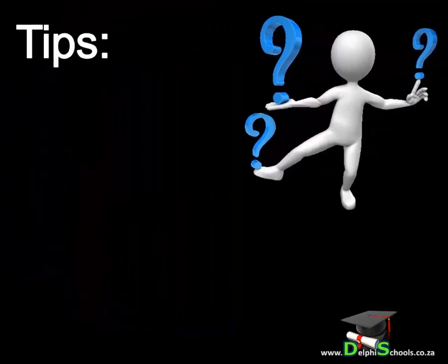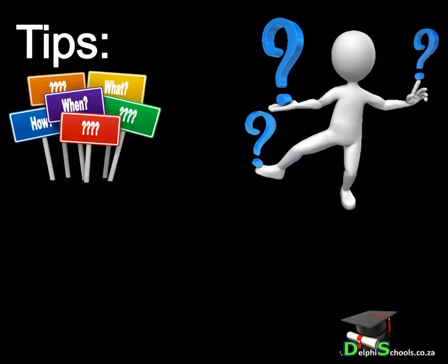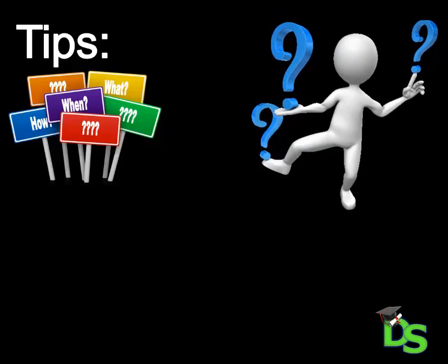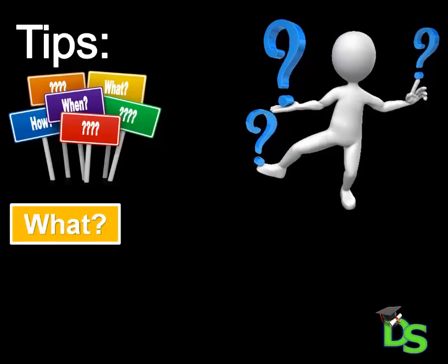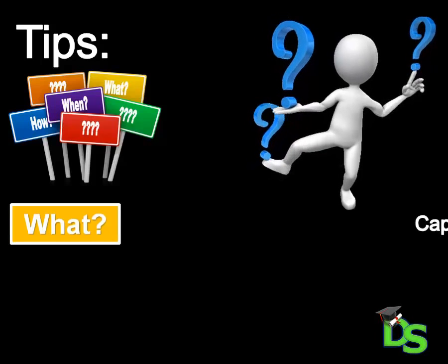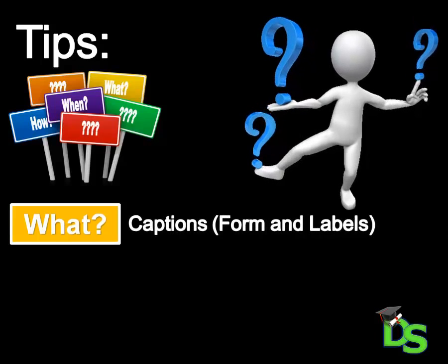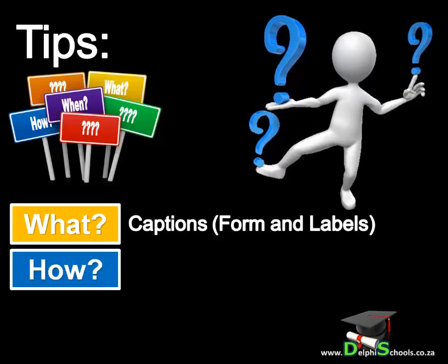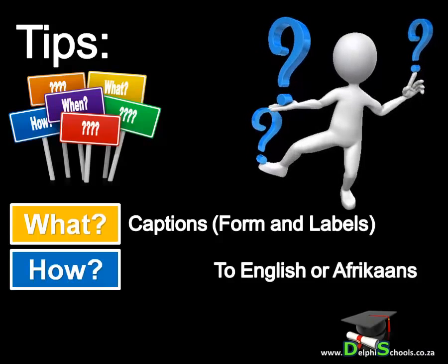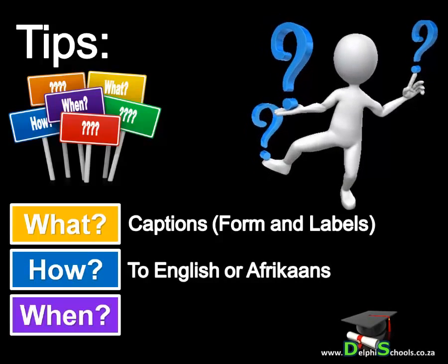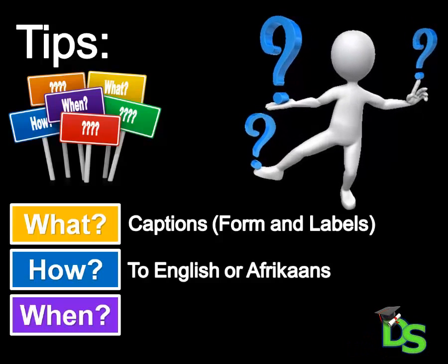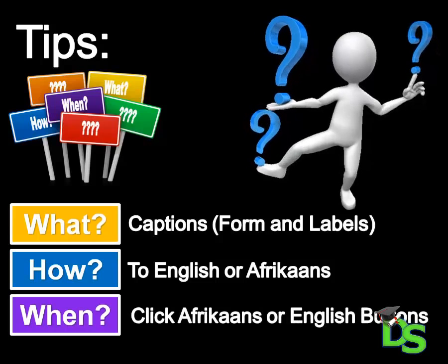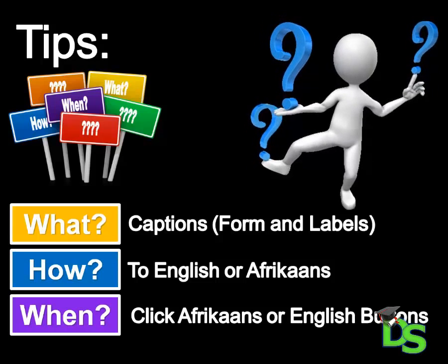Just a few tips before we write the code. First, ask yourself what must change, how must it change, and when must it change. Let's answer those questions for this example. First, what must change? The answer is the caption properties of the form and the 2 labels must change. Secondly, how must it change? And the answer is the captions must change to another language. Thirdly, when must it change? The answer is the captions must change to Afrikaans when the user clicks the Afrikaans button, and the captions must change to English when the user clicks on the English button.